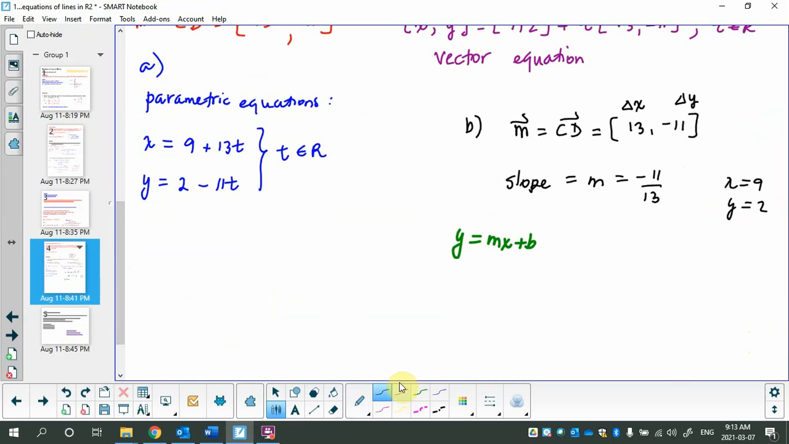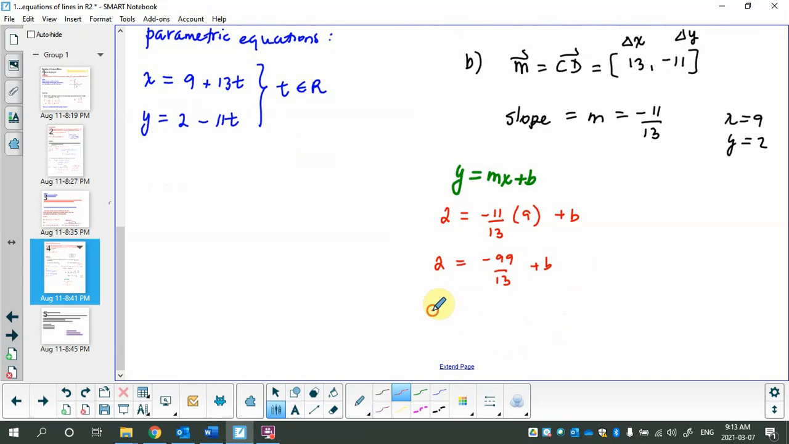And I do what we did at the end of advanced functions. I do what we did in grade 9 and 10 math to find the equation of a line. It's all the same stuff. So here's y, here's m, here's x plus b. So that's 2 equals negative 99 over 13 plus b. So that's 2 plus 99 over 13 equals b.